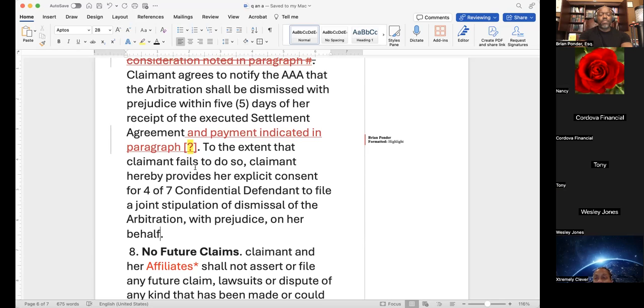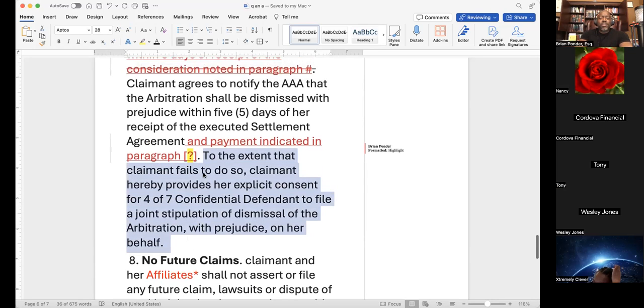I would just take this out. Here's the thing: a joint stipulation would be signed by both parties. Right.